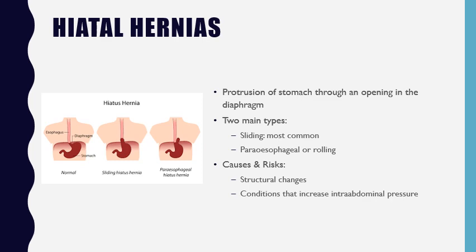Hiatal hernias. This is the protrusion of part of the stomach through an opening in the diaphragm. It's most common in older adults and women. There are two kinds. There's a sliding hernia and there is a paraesophageal or a rolling hernia. So sliding occurs at the junction of the stomach, moves up above the diaphragm.